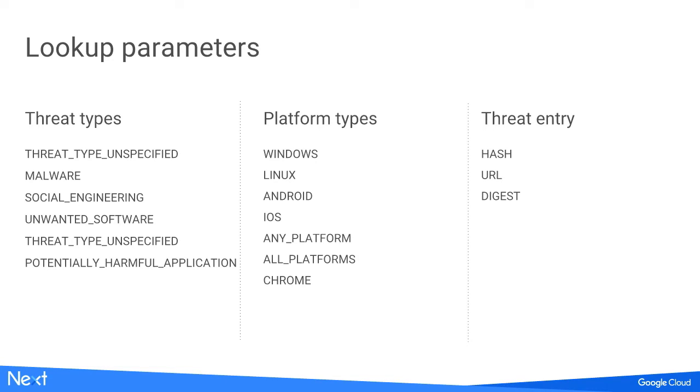So we went through some of this. We saw most of these. Threat types: malware, social engineering, unwanted software, unspecified threat types. Others as well, and different platforms that we support. Also, hash, URL, and digest are threat entries. Now, URL was obvious. We sent a URL to the Safe Browsing API. But we could also specify a hash. If we know what the hash is, we can send that directly to the API or to the update version of the API. And we can do the same for a digest as well. So we can actually bypass sending URLs to anything, effectively.